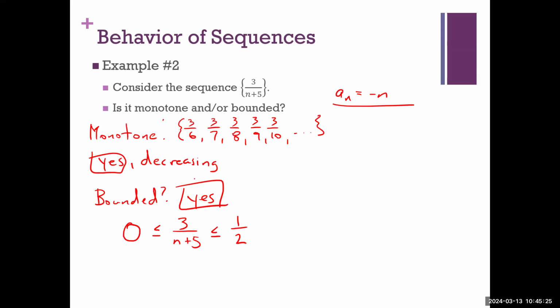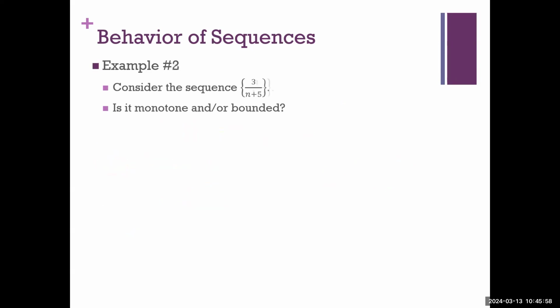So this thing is monotone and bounded. Does it converge? Let me ask you this: does monotone and bounded always mean convergence? In this case, we had a decreasing sequence. If it's always decreasing and we know there's a point that it can't go past, does that mean it has to converge?